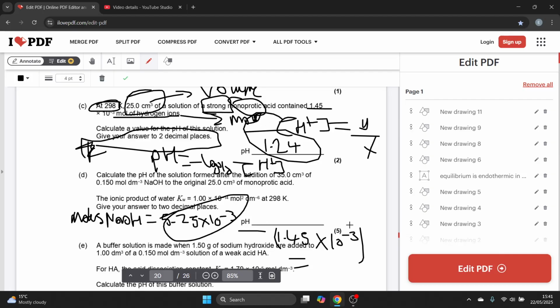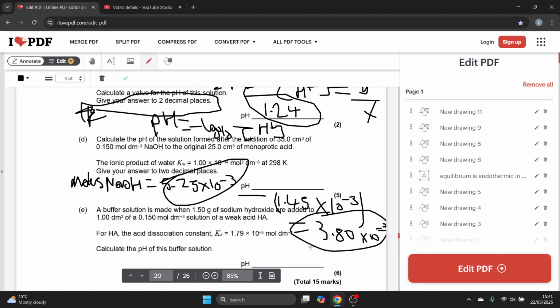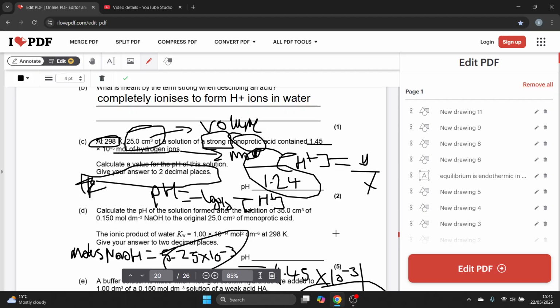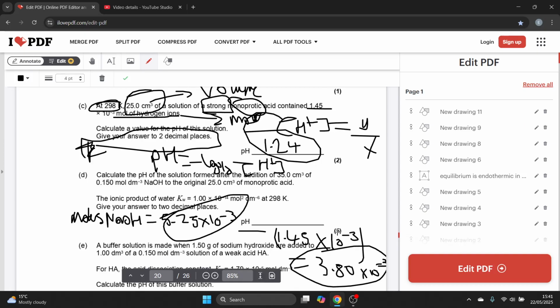Well, therefore I'm going to subtract the number of moles, and I get 3.80 times 10 to the power minus 3. And then it gets a lot easier from there. Then you find out the concentration, because that's the moles over the volume, and then you just rearrange the KW expression, and then that's it.